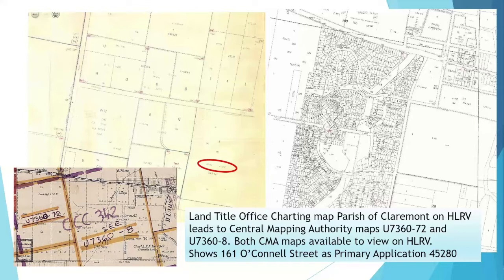Now, there are some funny numbers written on top of this charting map that start with U. These are the numbers for the Central Mapping Authority maps, and these are also available on HLRV. And this does actually give us a clue now, because it shows us that the area near 1601 O'Connell Street was primary application 45280.